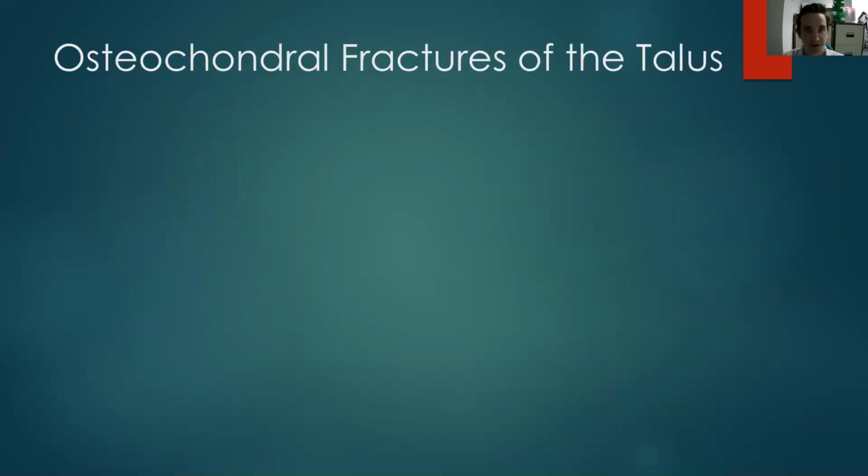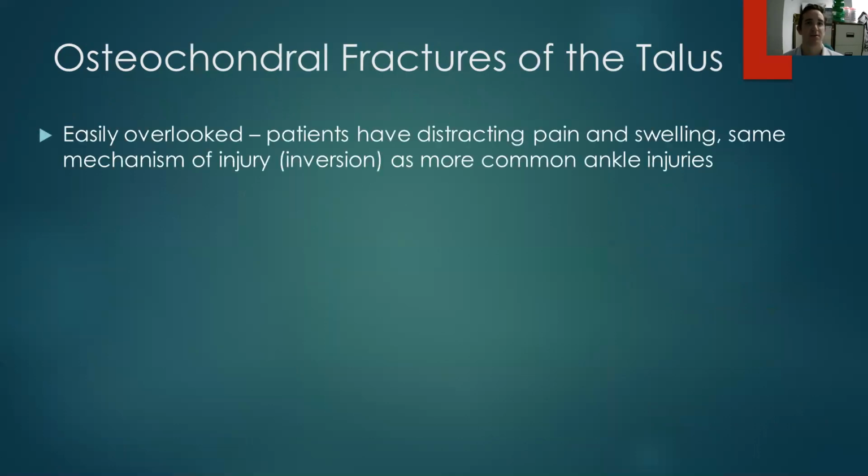So we finished our kind of disruptions to the mortise. We're going to move on to osteochondral fractures of the talus now. These are easily overlooked. There's not such a great knowledge of these injuries out there. Most people, as I was saying earlier, they tend to focus on, is there a lateral or a medial malleolus fracture? Is there a posterior tibial malleolus fracture? Once we don't see one, we're straight away beginning to dismiss this as a straightforward sprain again.